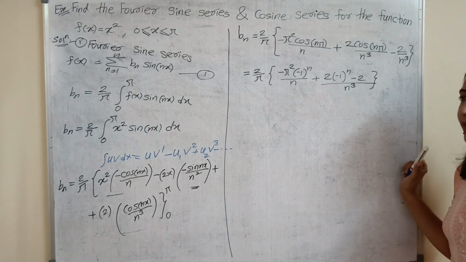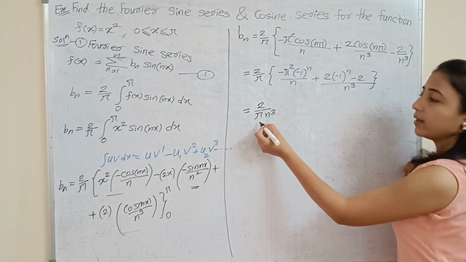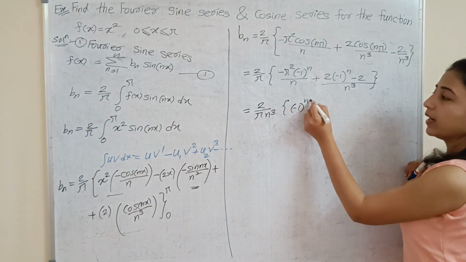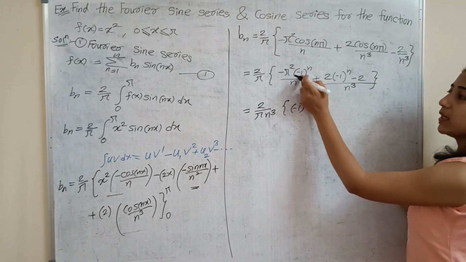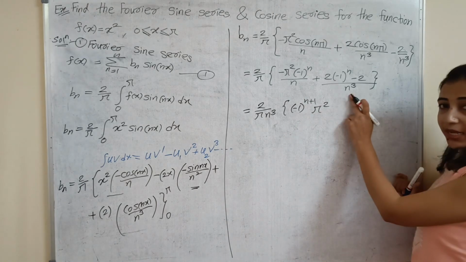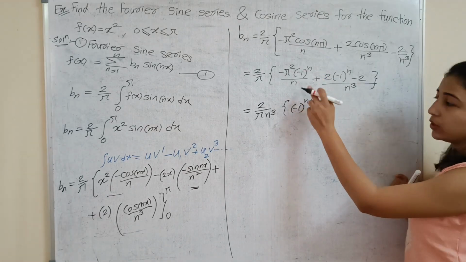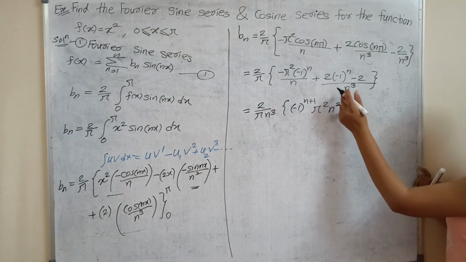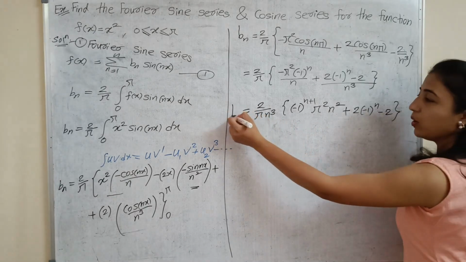In the next step you can take n cube common. So if we take n cube outside, it is 2 by pi n cube and the remaining is this minus and this minus, so total minus 1 raised to the power n plus 1. Also you can take minus 1 raised to the power n common if you want. Otherwise here minus 1 raised to the power n plus 1 pi square, and n cube we are taking common, so here it is simply n. So n square multiply and divide so that the denominator is n cube. So this multiplication n square is there, plus here 2 minus 1 raised to the power n minus 2. So this is the value of our Bn.